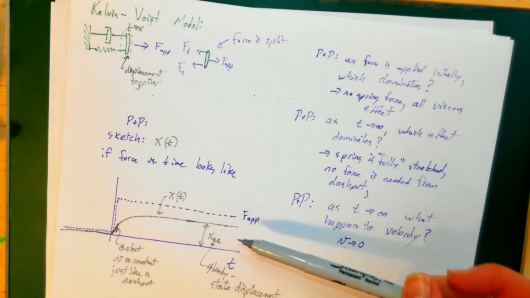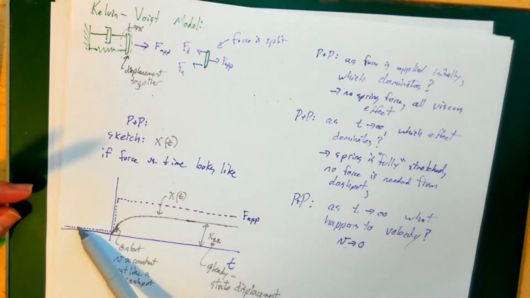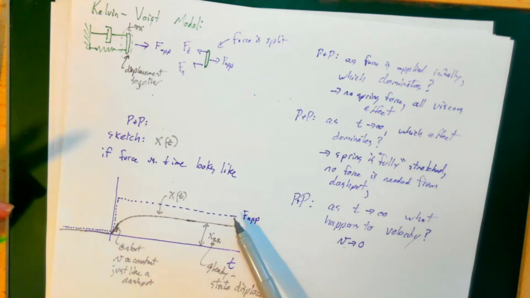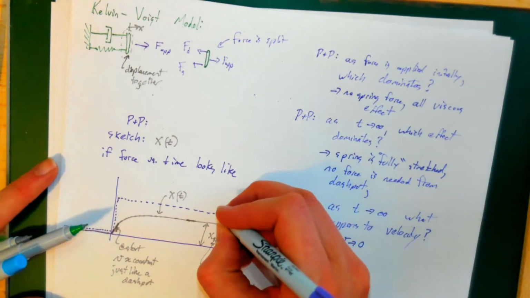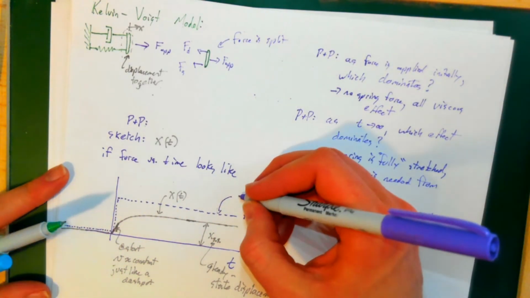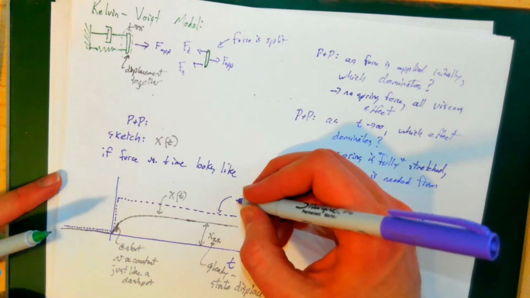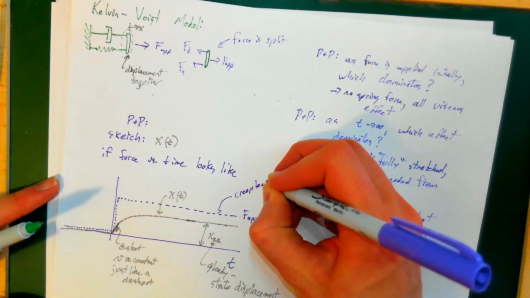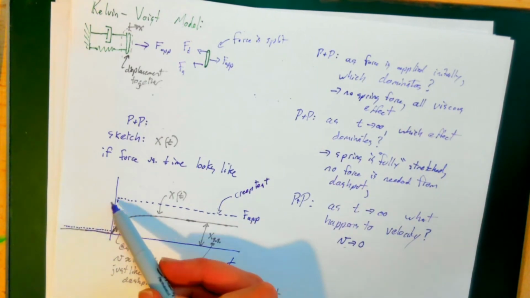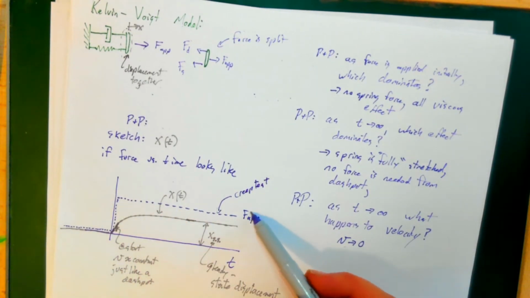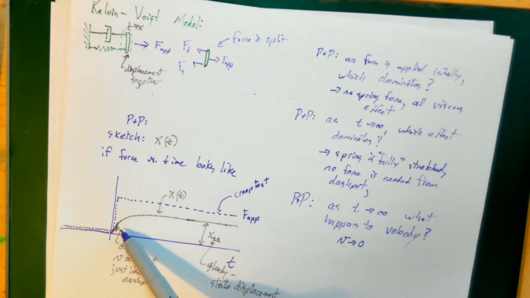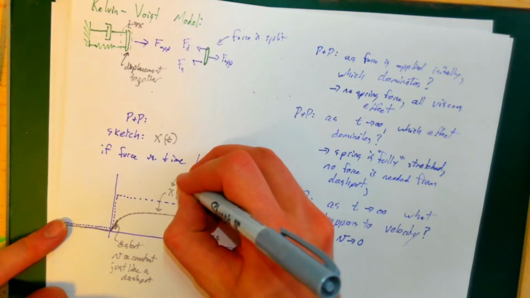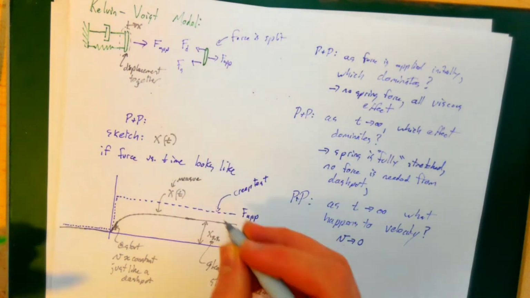And what I've described right here, which is basically if you apply no force and then all of a sudden your force sort of jumps up to some constant level, this type of experiment is what we call a creep test. Where basically we have no force, we then all of a sudden apply some known constant force, and we measure what x of t looks like.